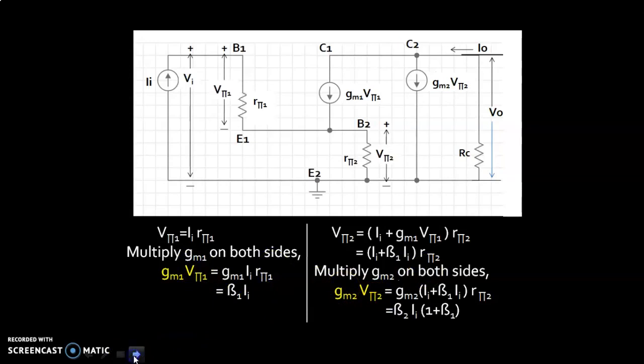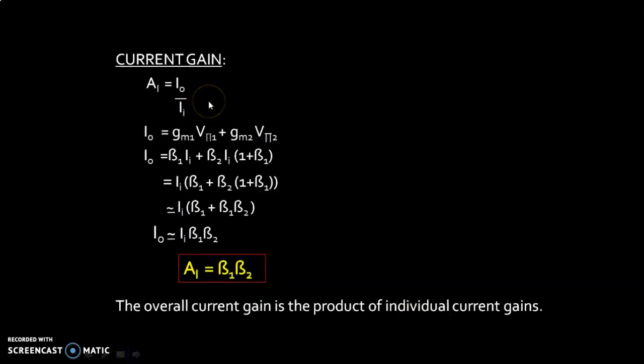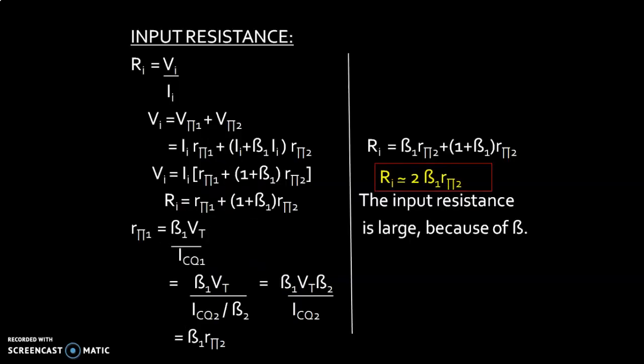Let us now find the current gain. Ai is equal to Io by Ii. Io is equal to gm1 Vπ1 plus gm2 Vπ2. And substituting the values we found in the previous slide, we get Ai is equal to beta1 into beta2. That is, the overall current gain is the product of the individual current gains.